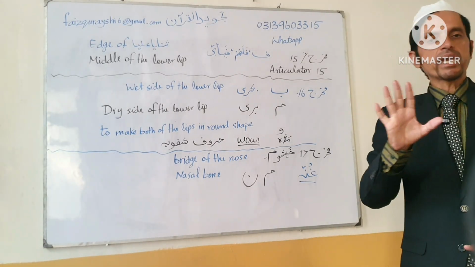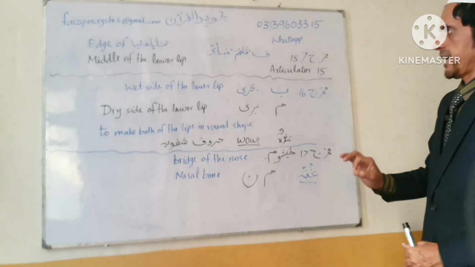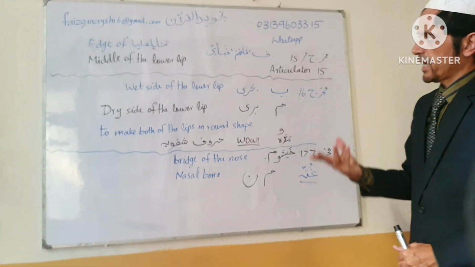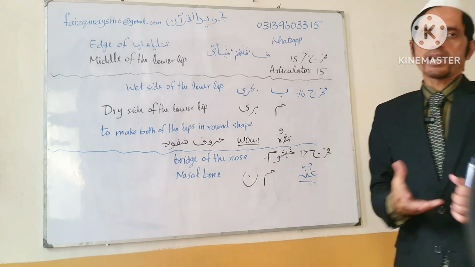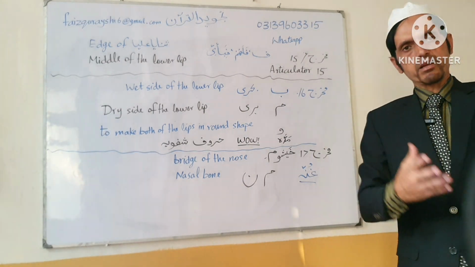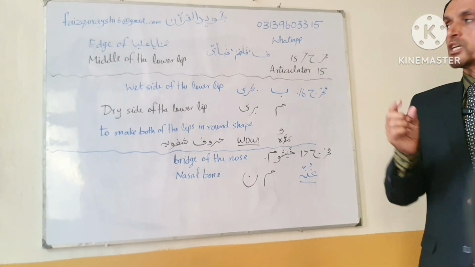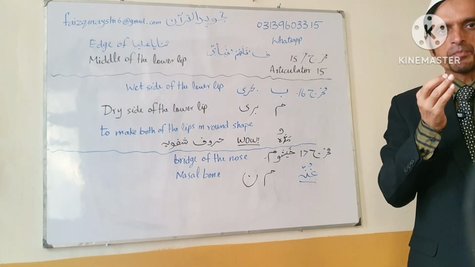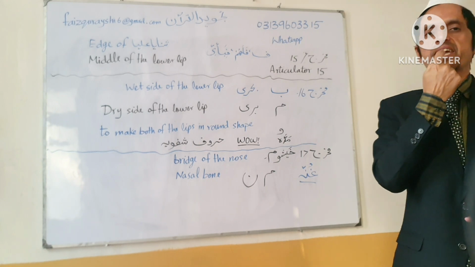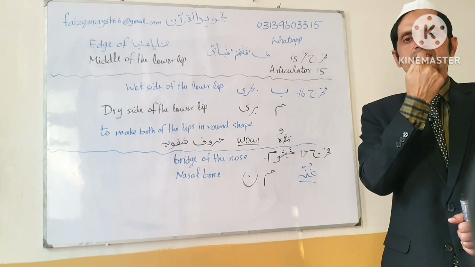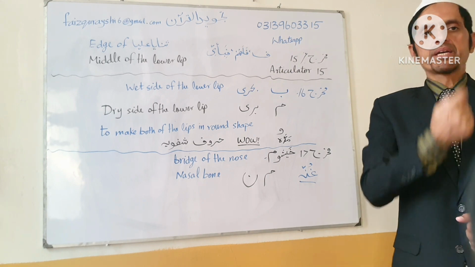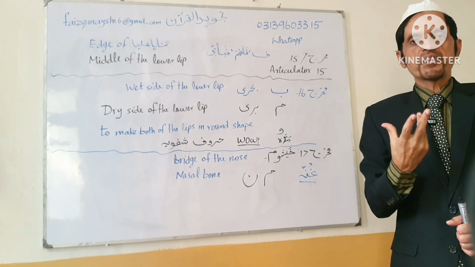And p is not in the Arabic language. P is in English and other languages, but not in Arabic. So in Arabic the only letter is fa, which is articulated from the edge of your teeth when they touch the middle of your lip, and you articulate fa.